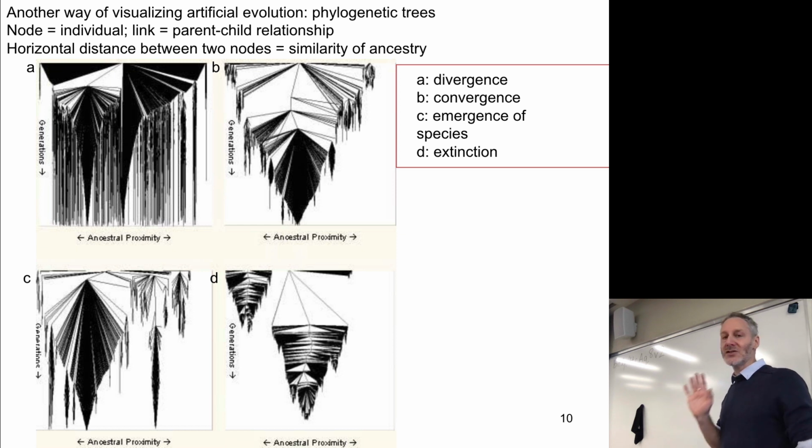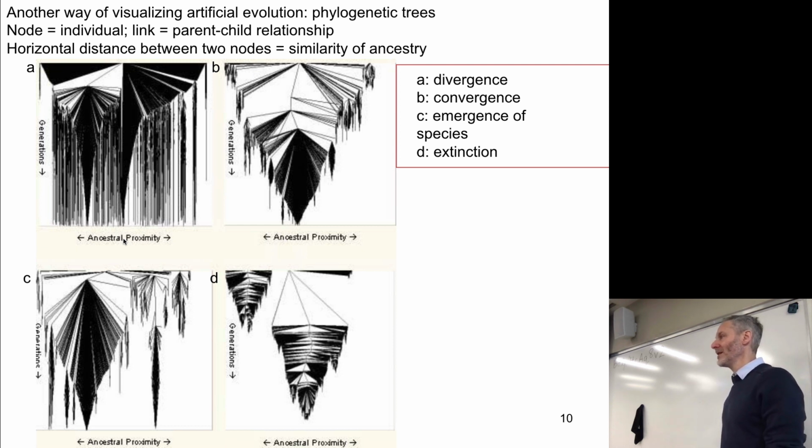There's many, many different ways to draw a phylogenetic tree. The choice that the investigators made here is to draw evolutionary time on the vertical axis. So here's the first generation, and here's the last generation down here. Usually we've been drawing evolutionary time on the horizontal axis, where time unfolds as we move to the right. Kind of an arbitrary choice. The horizontal axis represents ancestral proximity.